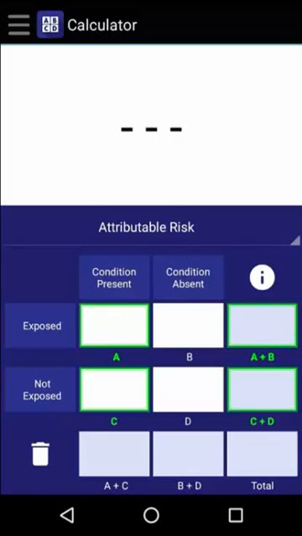When calculating the attributable risk, there are four values that we need to know: the number of people who were exposed to the risk factor and developed the condition, the total number of people who were exposed, the number of people who were not exposed but did develop the condition, and the total number of people who were not exposed.